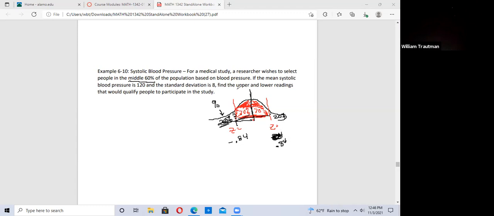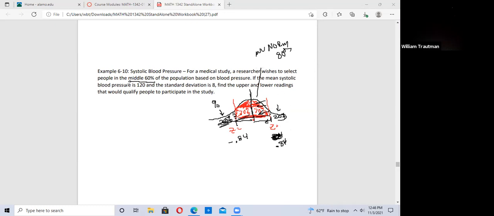If you do the same thing here, I did an inverse norm of 80%, because everything to the left of this line is 80%, and there's the other 20. Remember, inverse norm can only tell you the z-value for the percentage you say to the left of that. 80% to the left of this is a positive 0.84. So these are our two z-values.